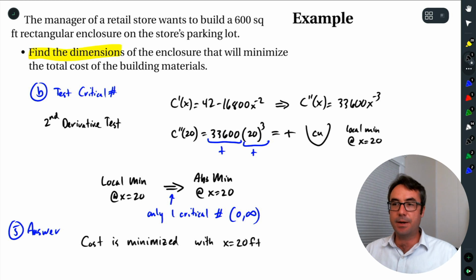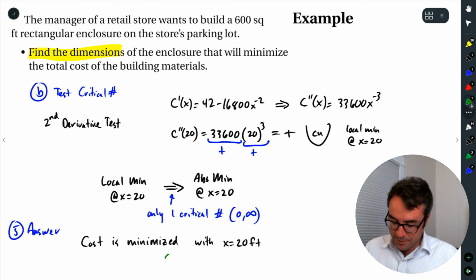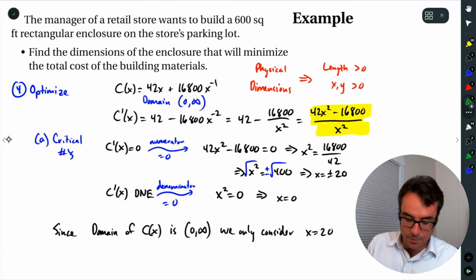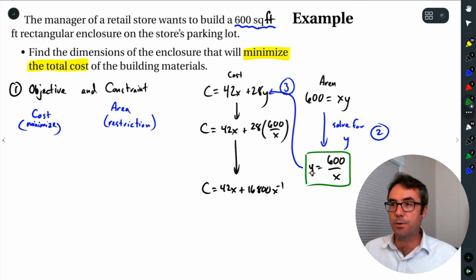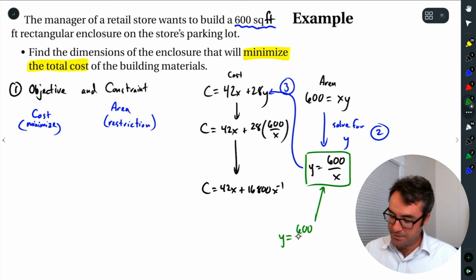And then we want to find, well, what is the dimension of y? And so this is where we use our constraint. We found previously from our constraint equation, when we actually solved this, let's go back, where was that? Right over here. We figured out what y was in terms of x. So let's use this. Y is 600 divided by 20. And if we do that, what do we get? 30.